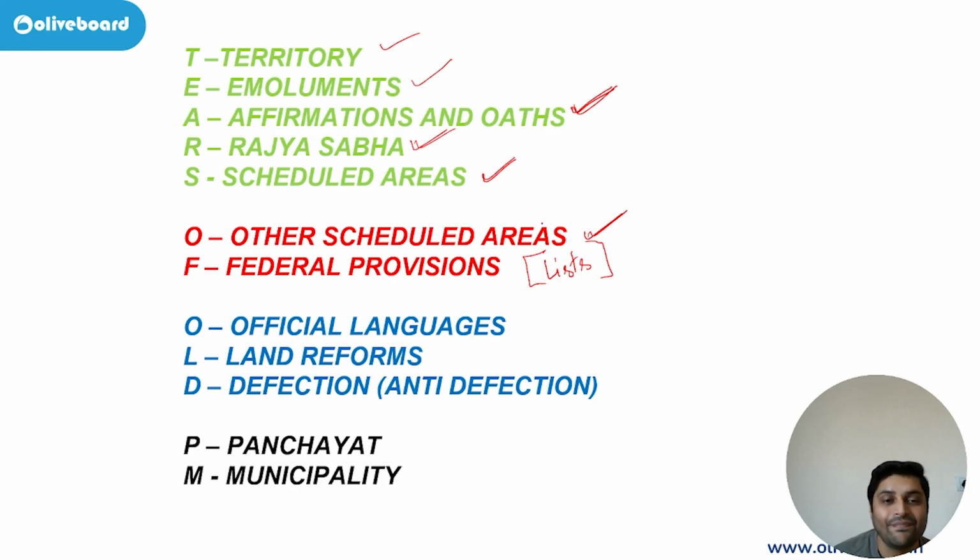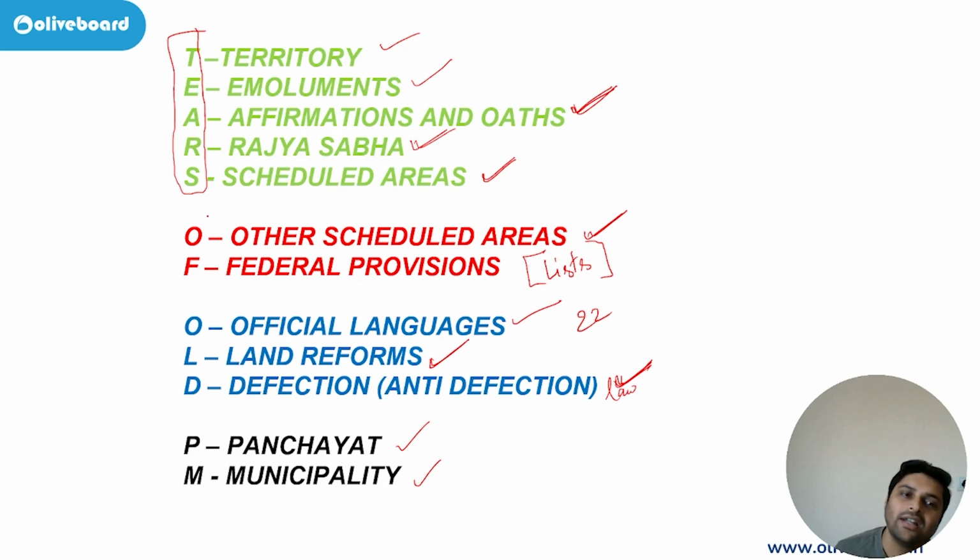We have three lists, correct? Yes. Official languages. Can you tell me how many official languages are there? 22? Let me know. Land reforms. What land reforms have been done? Defection, anti-defection law. This is important. When a serving member of a party goes to another party in lieu of money or position, then defection comes into the picture. Panchayat and municipality. See, such an easy mnemonic. Now, will you ever forget? My challenge is to forget and show, not to remember. Forget it and show it to me. Challenge. So, tears of old PM.